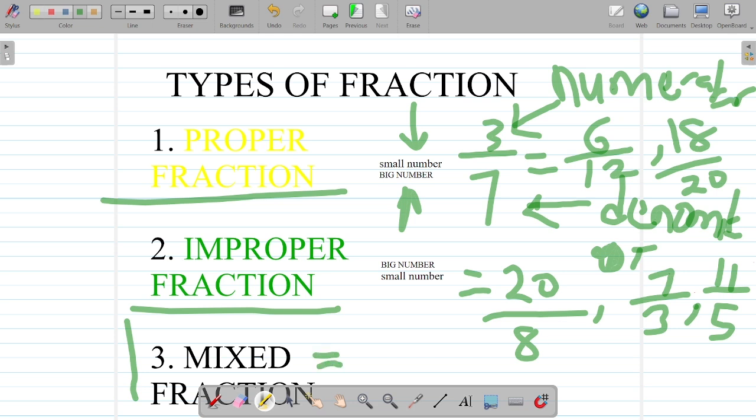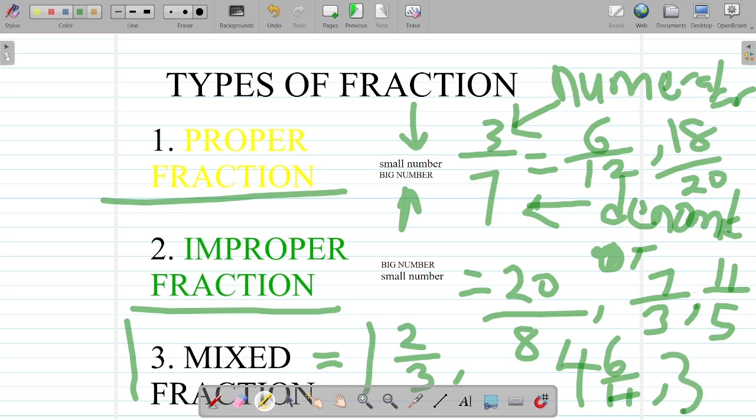Now, a mixed fraction is the simplest. Any fraction that involves a whole number, for example, 1 whole number, 2 over 2. Another example, 4 whole number, 6 over 4. So any number that involves a whole number, basically 3 whole number, 1 over 2. This is a good example of a mixed fraction.